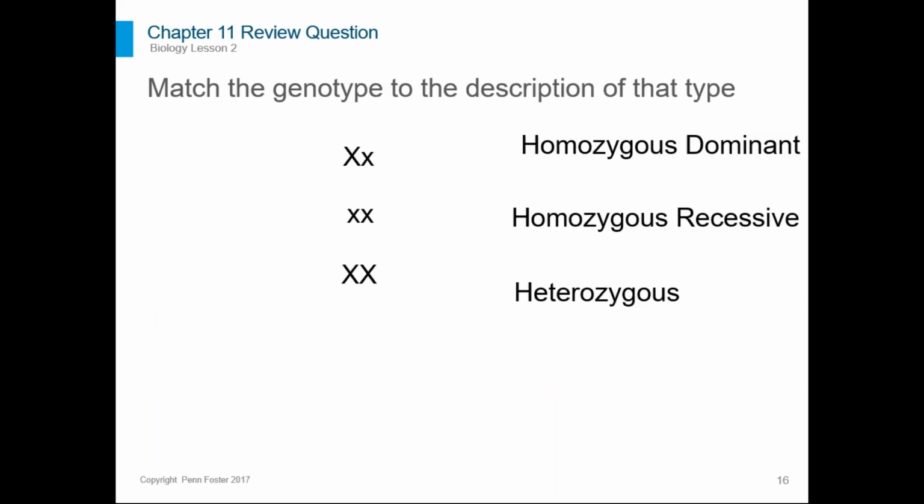This is another review question, but I can't put it up as a poll because of the type of question it is, so just think about your answer. Match the genotype on the left to the description of what that type is on the right. So instead of using the letter A, we're using the letter X, but remember capital is still dominant and lowercase is recessive. So we have capital X lowercase x, then we have two lowercase x's, and we have two capital X's. So think about what those are. One of them is homozygous dominant, one of them is heterozygous, one of them is homozygous recessive. So I'll give you about 10 seconds to think about it before I show you the answers.